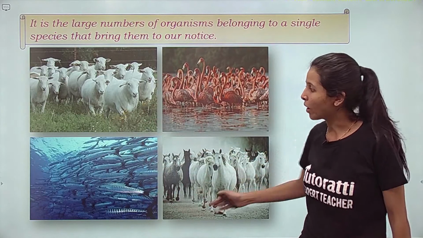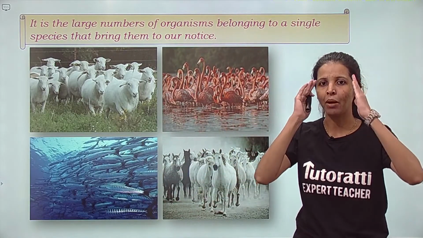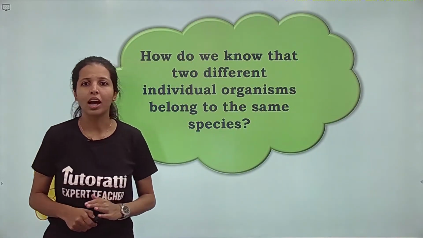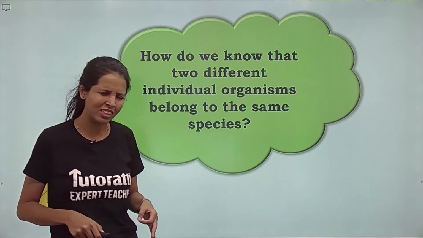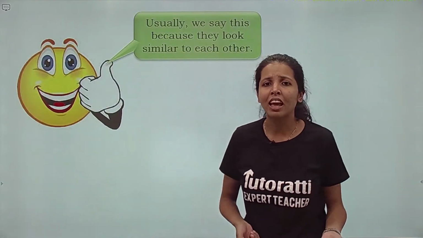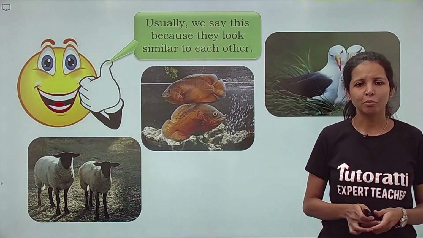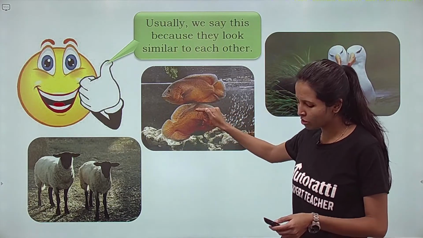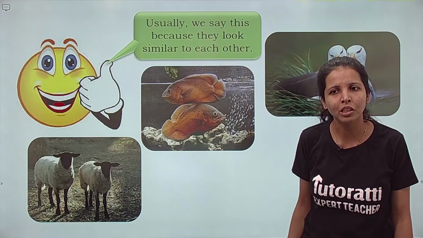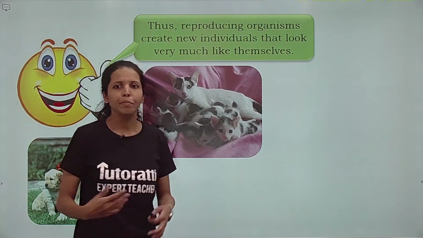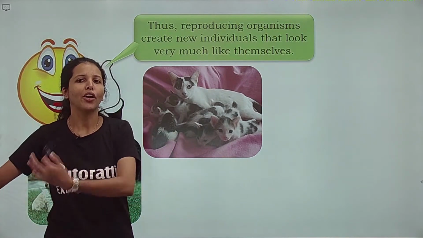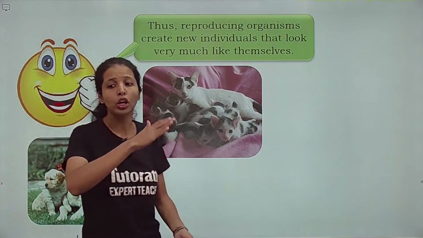Yes, so organisms have to be in large numbers so that we can notice them, so that their species can exist. How do we know that two different individual organisms belong to the same species? Ma'am, it's a very basic answer. They look alike. Absolutely correct. How are you going to say these both belong to the same species? They look so similar to each other. Thus, reproducing organisms create new individuals that look very much like themselves.